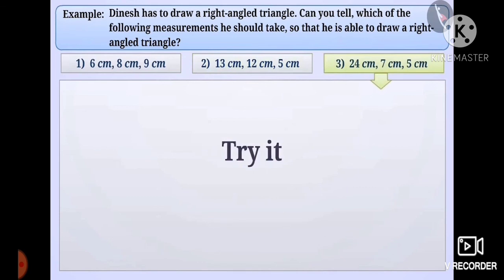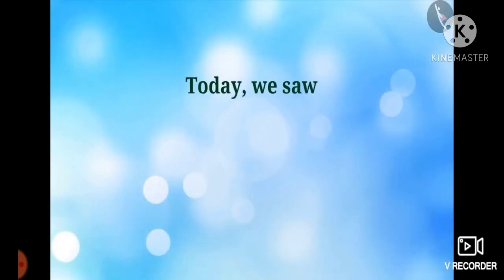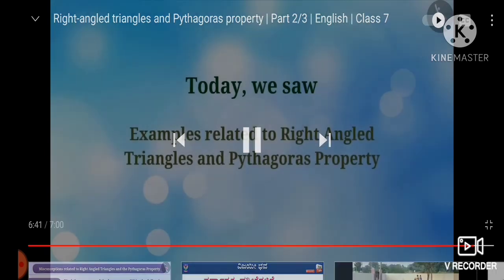You can try another one in the same way. Here consider 24 as the hypotenuse and 7 and 5 as the other sides. Okay. This is all about the Pythagoras property.